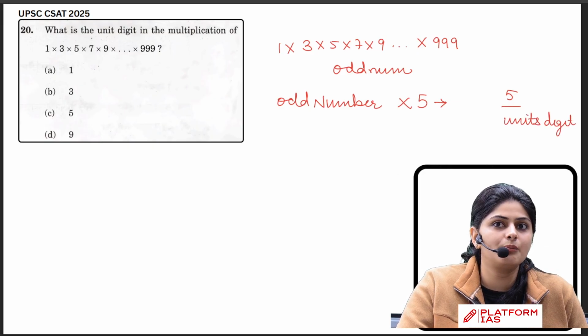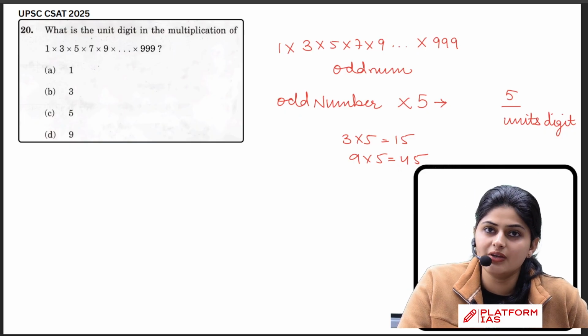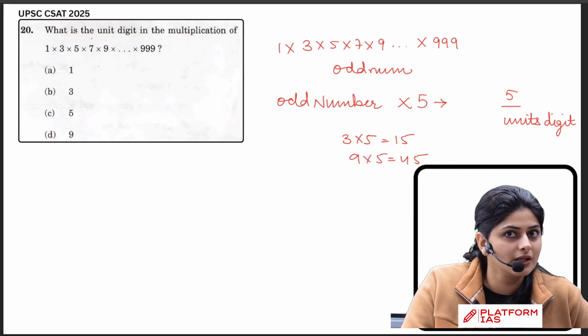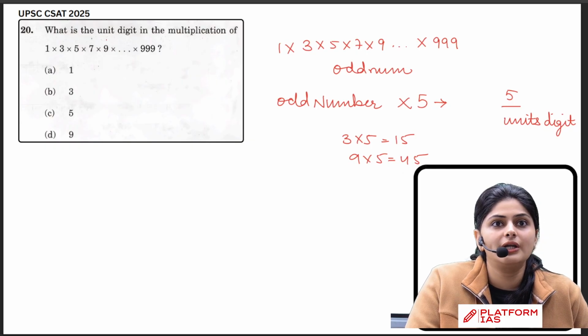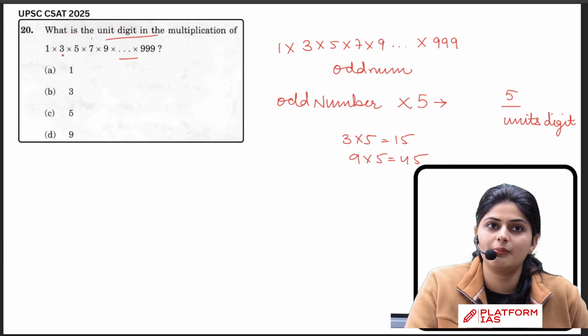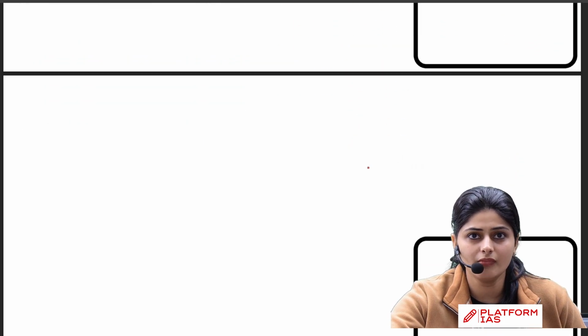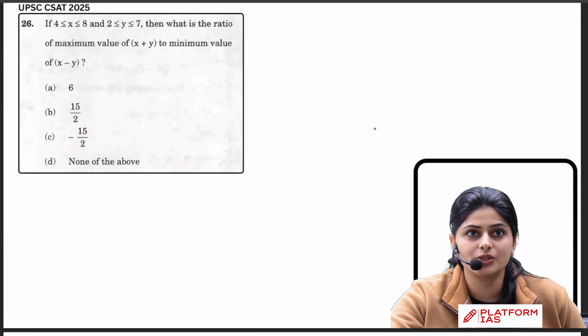Take the example of any odd number: 3 times 5 gives me 15. 9 times 5 gives me 45. So for any odd number, when it is multiplied with 5, it gives a product with unit digit 5. In this multiplication, all the numbers are odd and they are being multiplied by 5. So the unit digit will be 5. Your answer will be option number C. Okay, now moving to the next question.